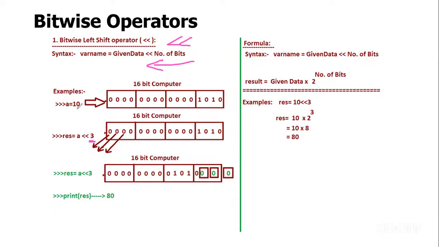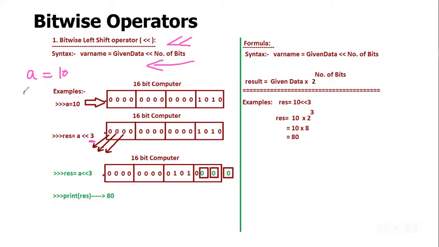Assume that I took a number 10 and I'm storing it in A. So this is what we write in Python. But internally, if I'm using a 16-bit system, how will 10 be stored? In this fashion, 10 gets stored.